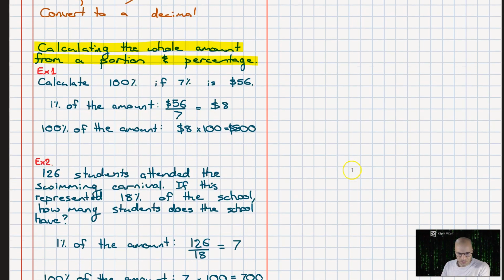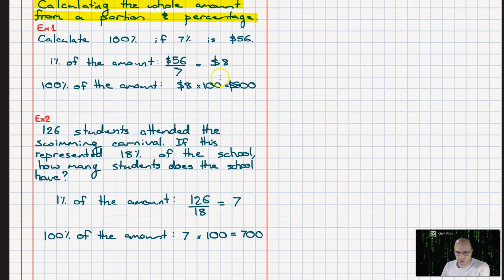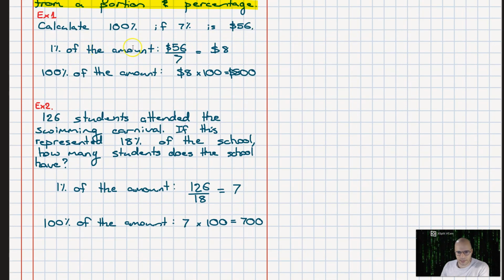So at the start of this video, our intention was to learn how to calculate portions of a whole when the whole is unknown and we're only given a portion and its relative percentage. In example 1, we had a look at calculating the whole amount of a sum of money when we're only given 7% and told it was equal to $56. The method we used was we calculate the 1% and then multiply the 1% by 100 to get the 100%. And basically we did the same thing for example 2.